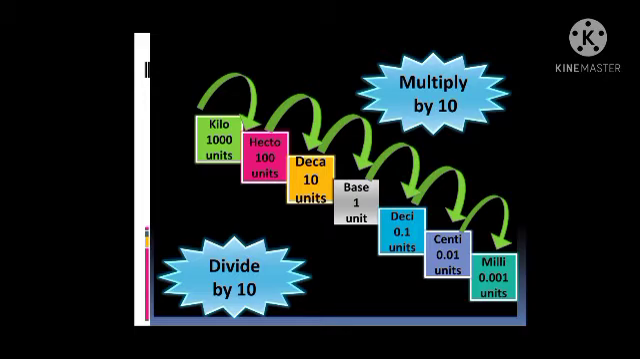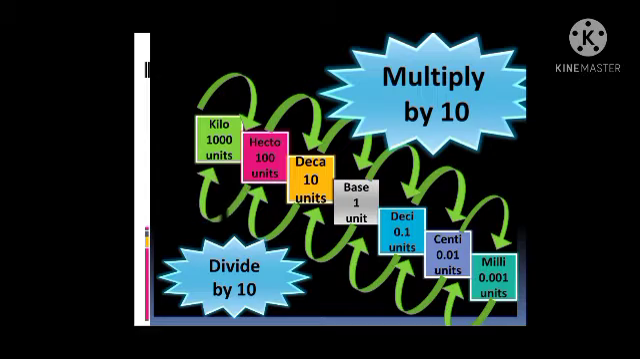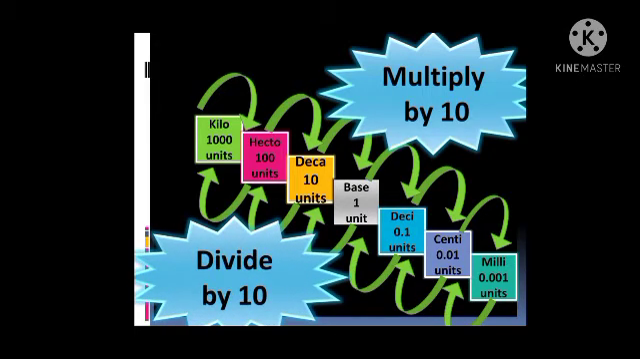When we move from lower unit to higher unit, we have to divide the given measure by the powers of 10. For example, if we want to convert milli to centi means we have to divide by 10. Centi to deci means we have to divide the given measure by the powers of 10. It is similar for deci to base, base to deca, deca to hecto and hecto to kilo.